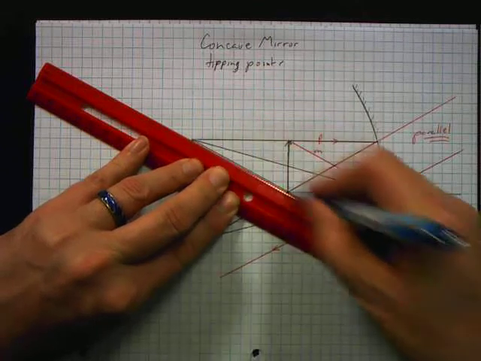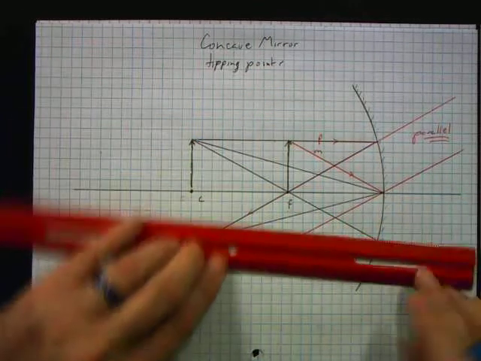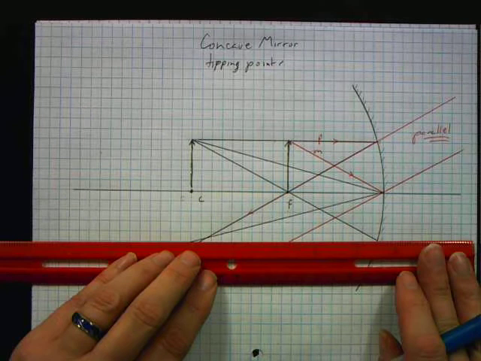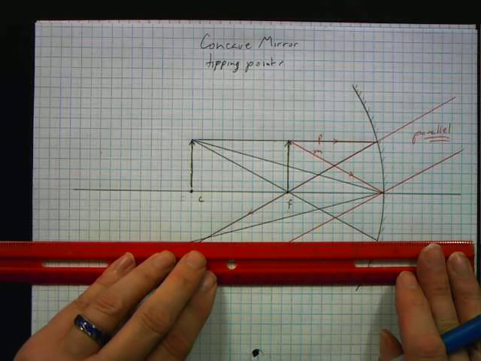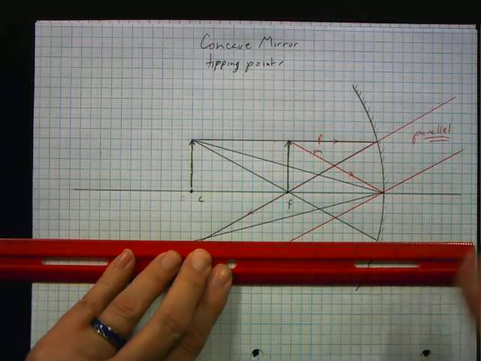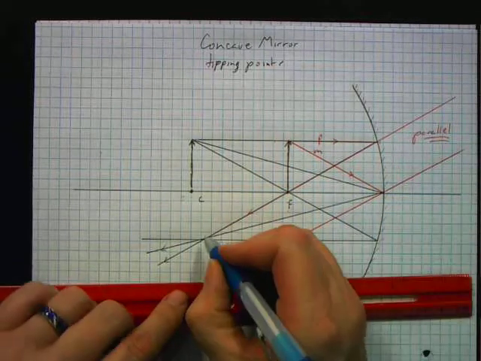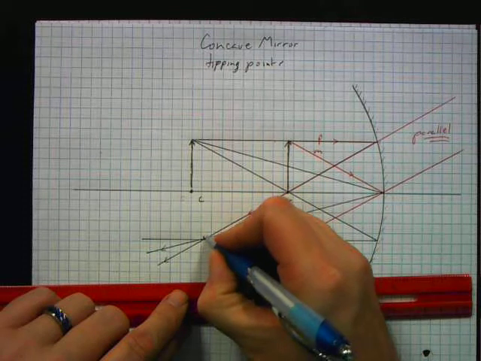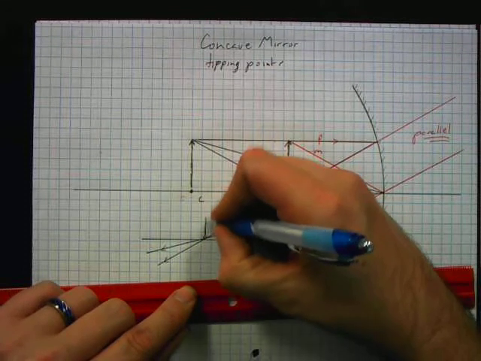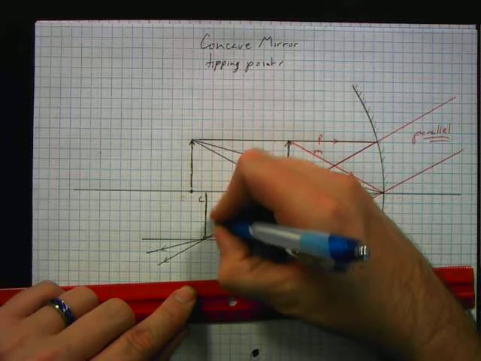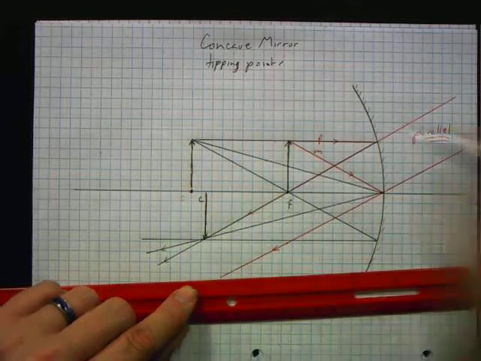We'll go through the focal point, and then we'll come back out parallel and see where that leaves us. And once again, things aren't quite crossing where you expect them to. All right. To be perfectly honest, it looks like it's crossing about right here. Now let's calculate this one.